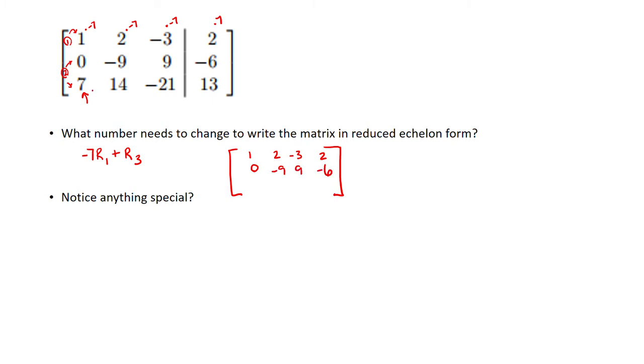It's our third row that changes. So 1 times -7 is -7 plus 7. Now I have a 0, which is what I wanted. Then I have 2 times -7. That's -14. Added together with this 14, what do we get? Another 0.